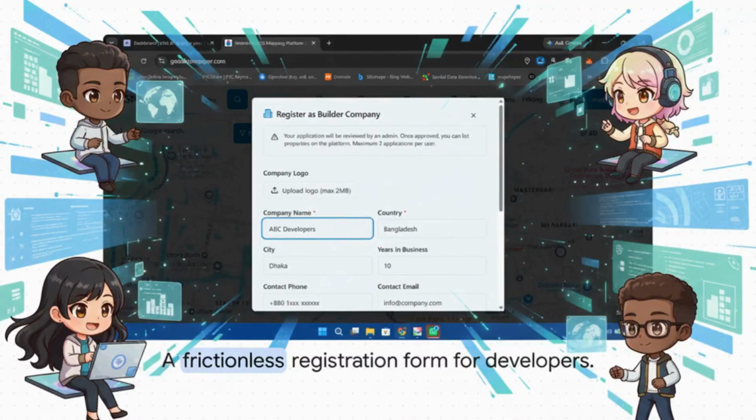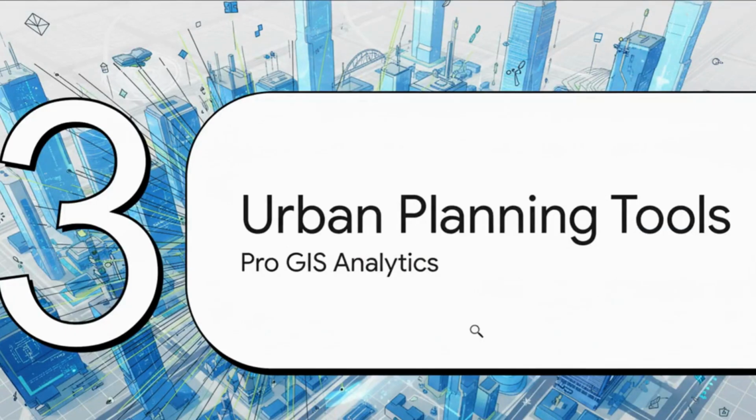The registration form itself is remarkably clean and straightforward. A builder just inputs their company name, like ABC Developers, their country, city, years in business, and contact info. GeoDataMapper clearly prioritizes a frictionless user experience here. It ensures that developers are spending way less time dealing with digital paperwork and more time actually mapping out their real estate portfolios. All right, on to Section 3, Professional Urban Planning Tools.